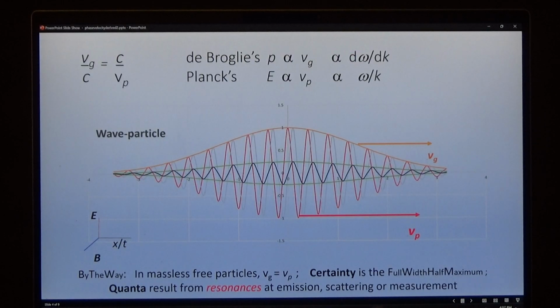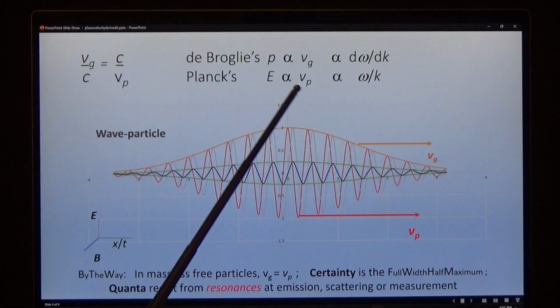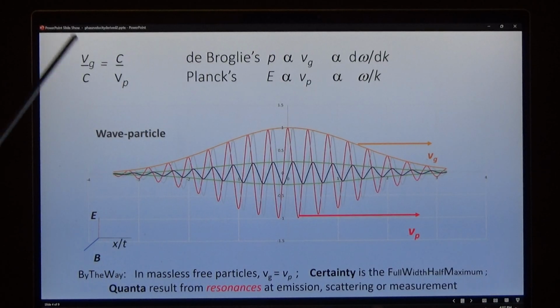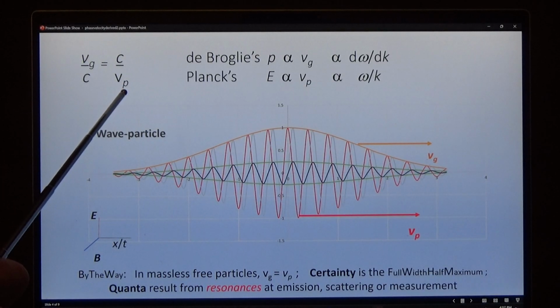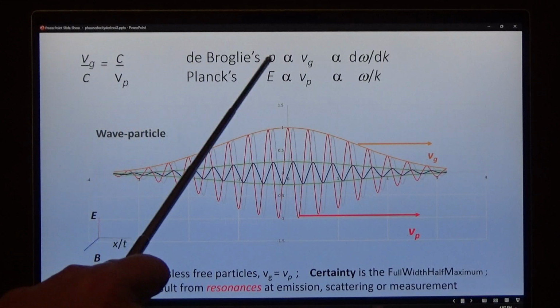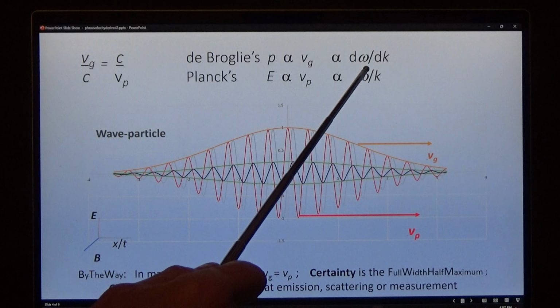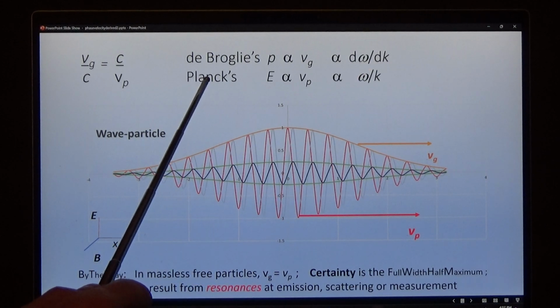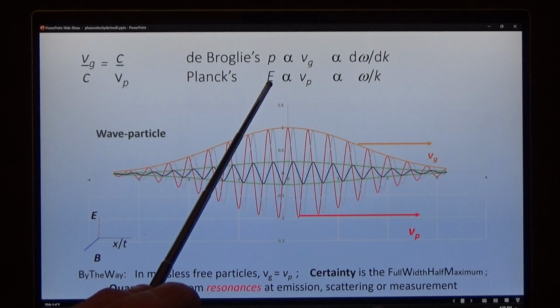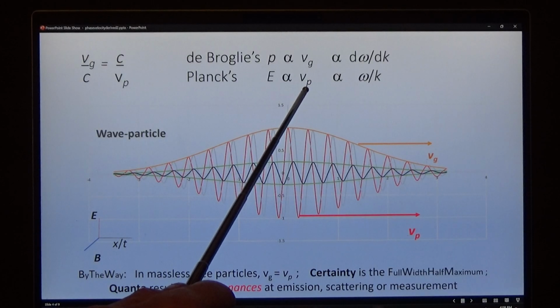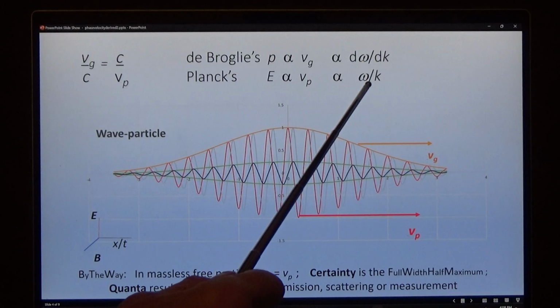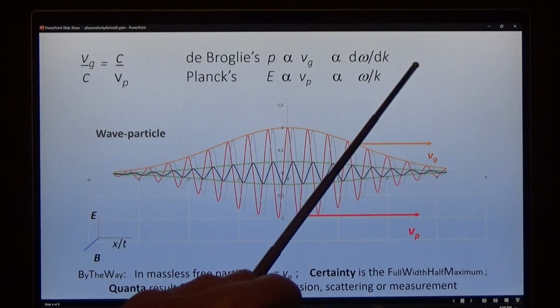We can plot those values, but we'll do that in a moment. But first notice the group velocity is the inverse of the phase velocity. De Broglie's momentum depends on the group velocity, d omega by dk, where Planck's law depends on the energy, which depends on the phase velocity. That is omega divided by k.